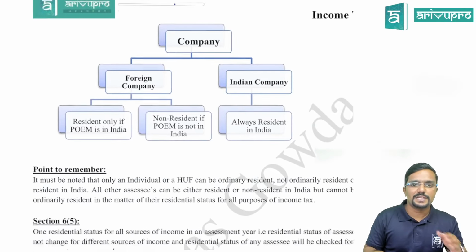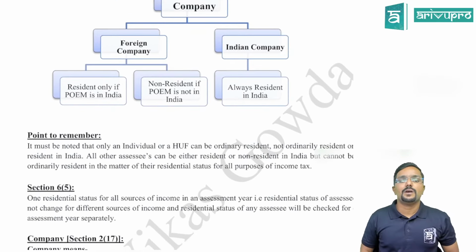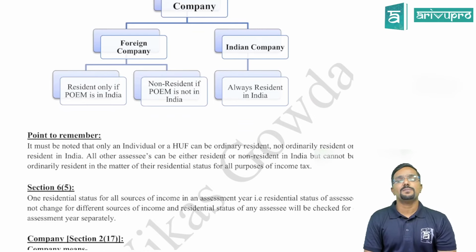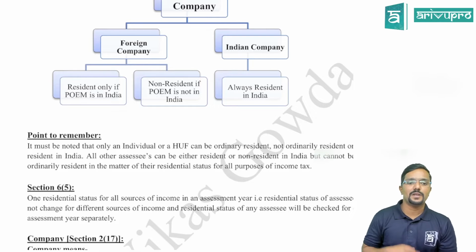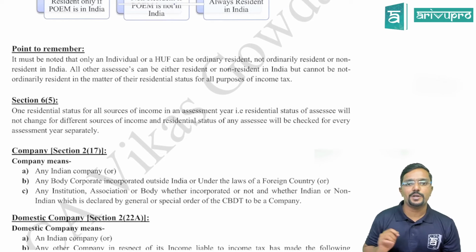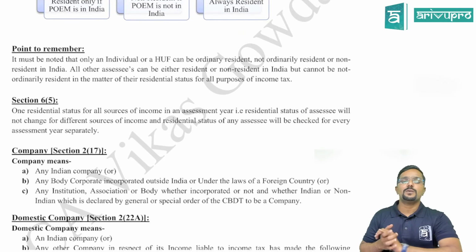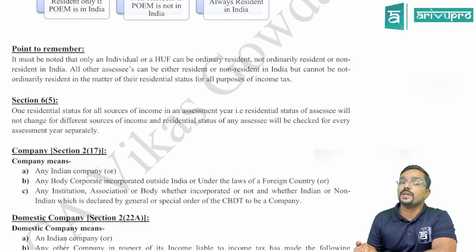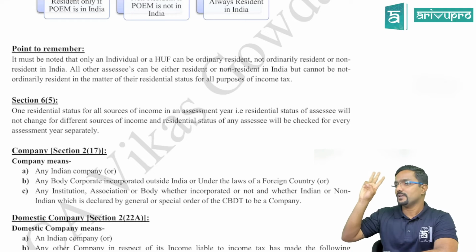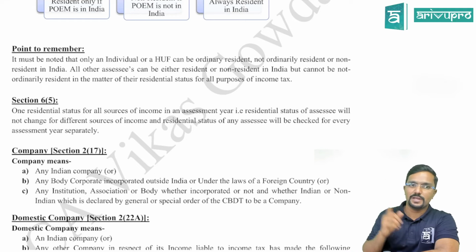So I have also given a chart here. Indian company always resident in India. Whereas foreign company, the resident only if POEM is in India. If not, it will be non-resident. Okay. A general point to remember. It must be noted that only an individual or HUF can be an ordinary resident or not ordinary resident or non-resident in India. So with respect to individual and HUF, there are three possibilities.